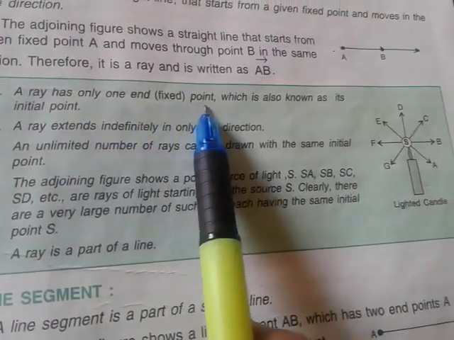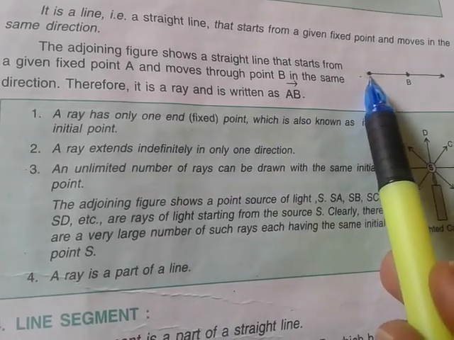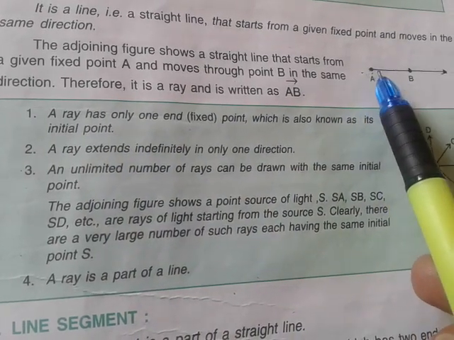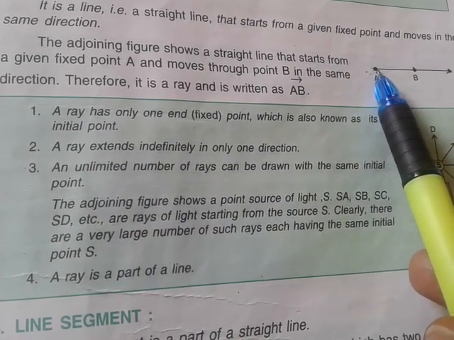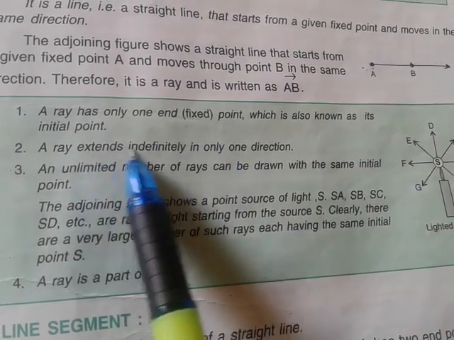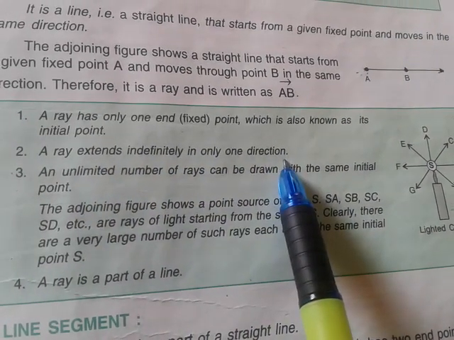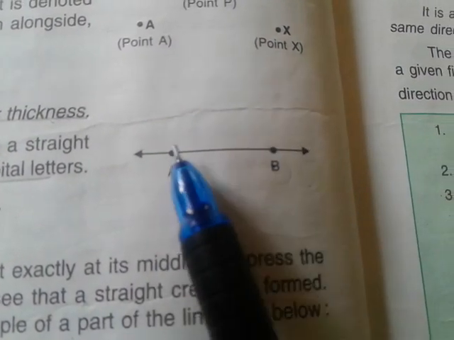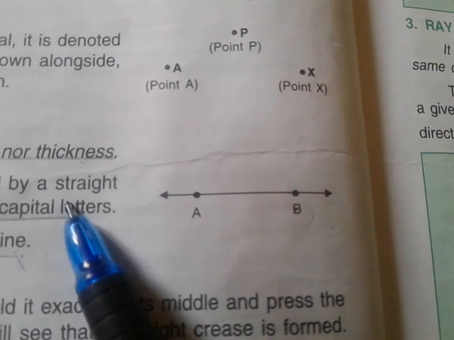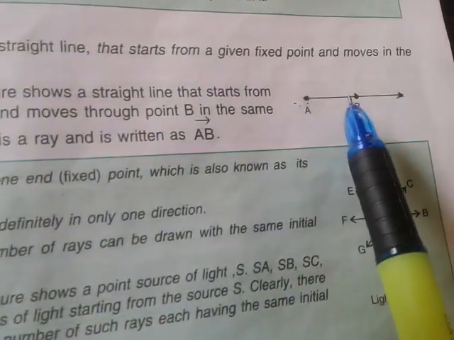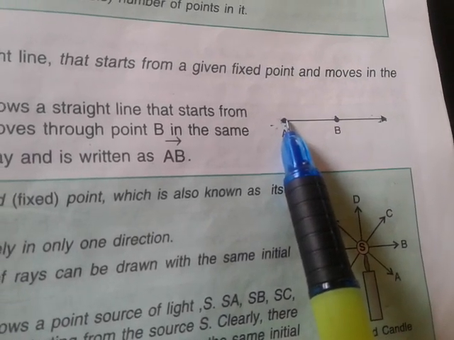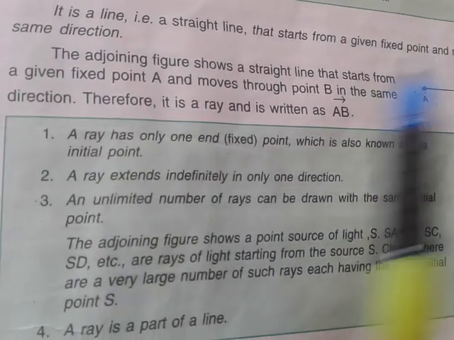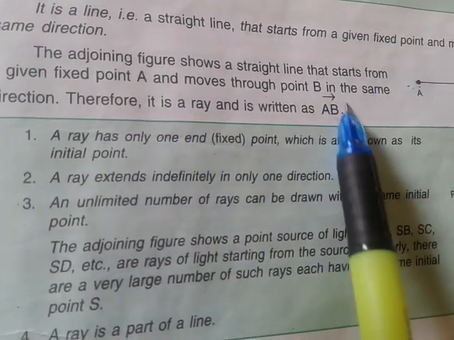So a ray has only one endpoint, which is also known as its initial point. Why am I saying endpoint? Because you cannot extend from here. It extends indefinitely in only one direction. Now you see, you have seen line extends in both the directions because two arrows are there at the end. So it extends indefinitely in both the directions. Same way, since only one arrow is there, ray extends in one direction only. Okay, and you know how to write it. I have shown you.